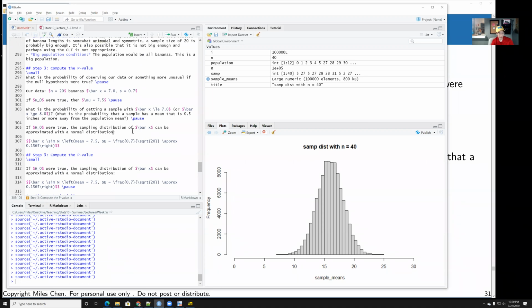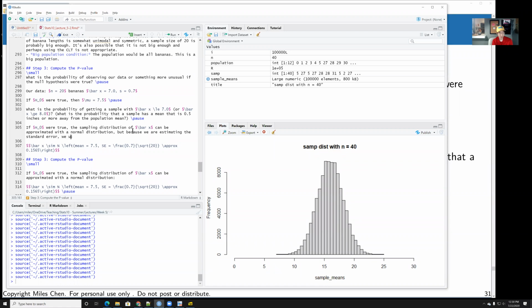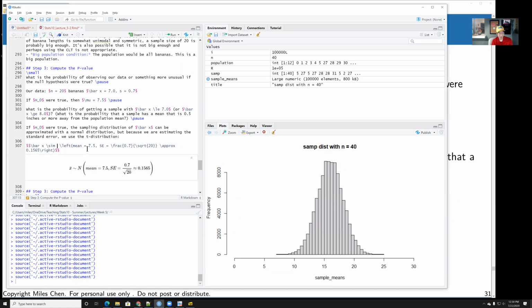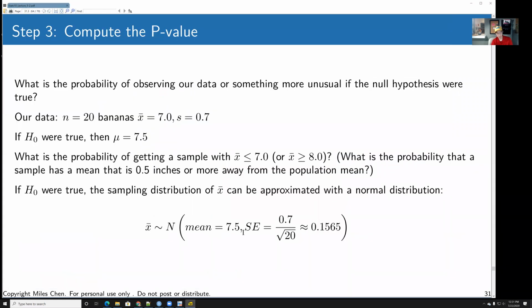Approximated with a normal distribution, okay? But because we are estimating standard error, this will come from a t distribution. Normal distribution, but we're estimating standard error, so we will use the t distribution. It's fine. We can still write this, but keep in mind that this standard error is an estimate here.